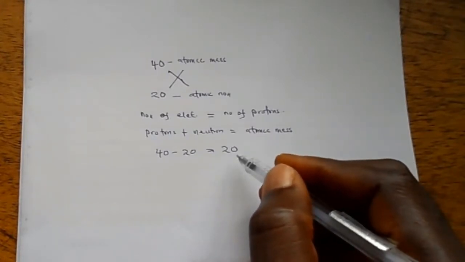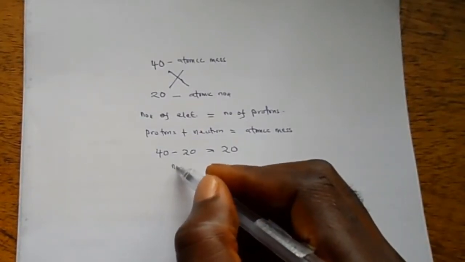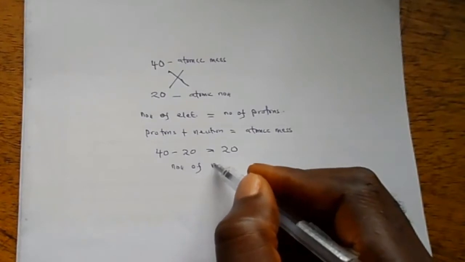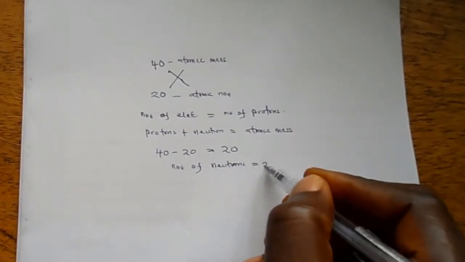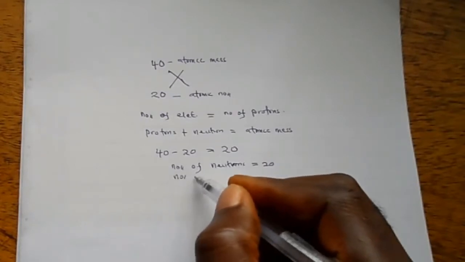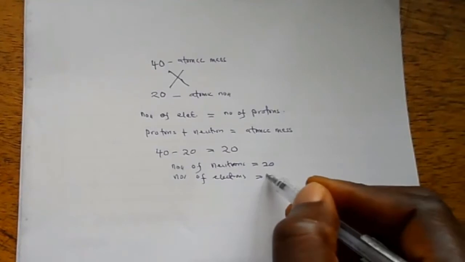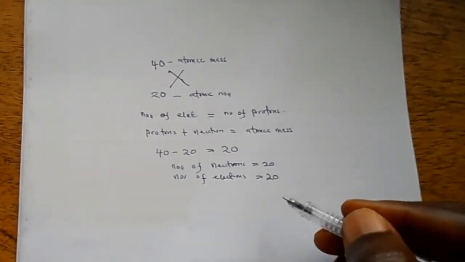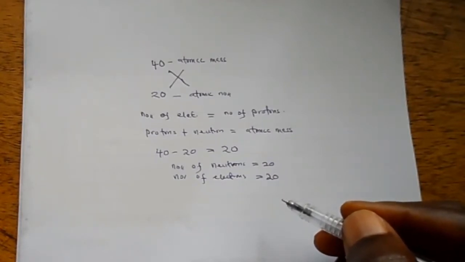So number of neutrons is 20, number of electrons is 20. Now the next question says, write the electronic configuration of the atom.